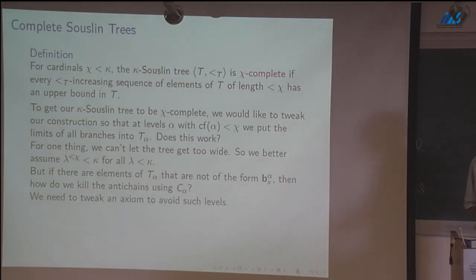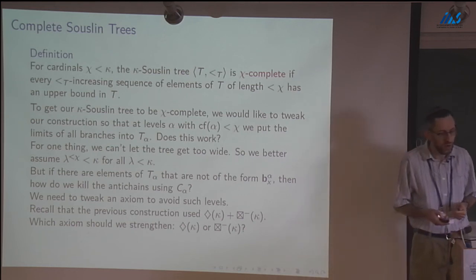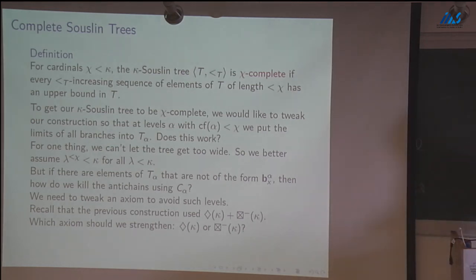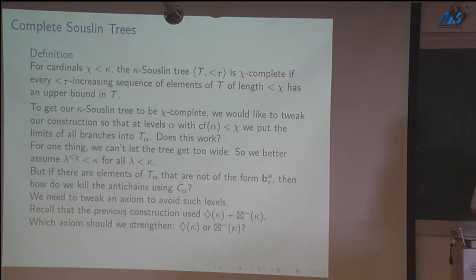So we need to tweak the axiom to avoid such levels. So the question is, how are we going to tweak the axiom? In the construction we just did, we used diamond and box times minus. So we want to say something about making sure, strengthen one of those axioms. Which one should we strengthen?